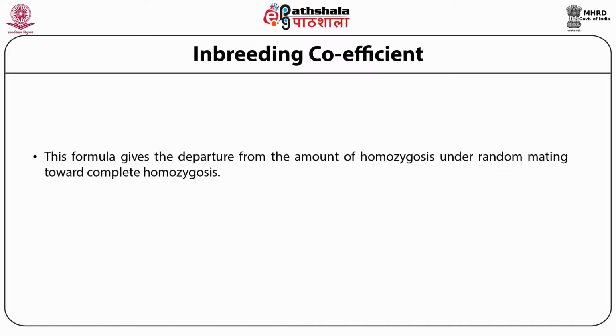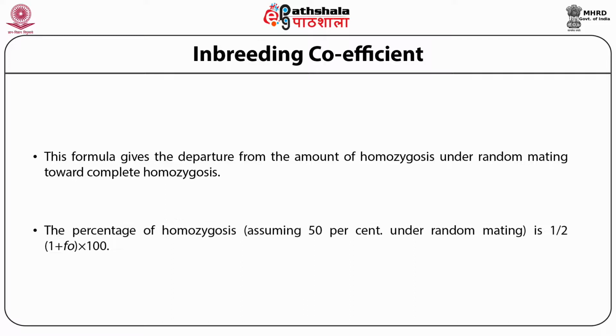This formula gives the departure from the amount of homozygosis under random mating towards complete homozygosis. The percentage of homozygosis, assuming 50% under random mating, is 1/2 (1 plus F) into 100.